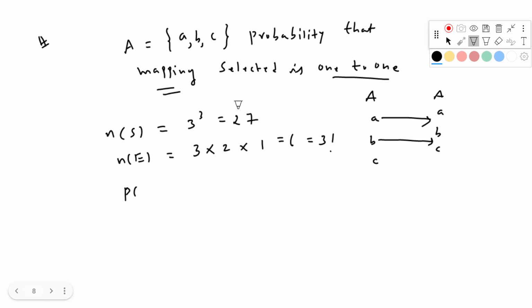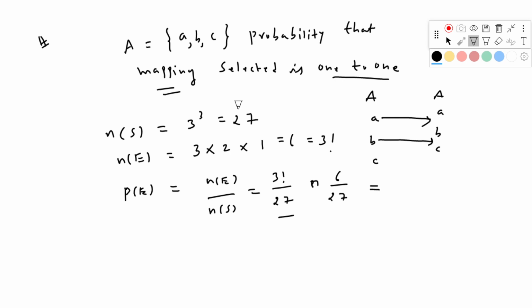Okay, so now calculate probability. The probability formula equals number of outcomes n of E by the number of possible mappings, that is n of S. So 3 factorial by 27. This is your answer. Or we can write 6 by 27, or 2 by 9. Right? 2 by 9. 3 twos are 6, 3 nines are 27. So 2 by 9. Okay. So clear? Next.